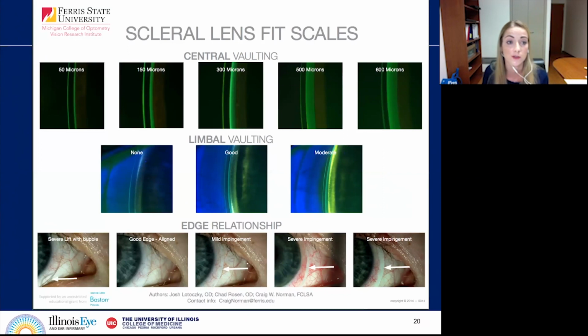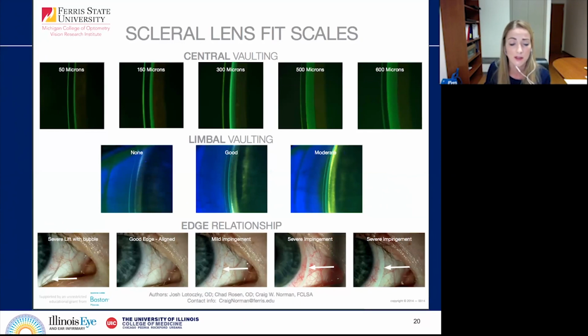This is a really good resource from Ferris State University that provides some pictures to be able to compare what you're seeing to these images. So in the top, it discusses central vaulting. In the middle, there's some limbal vaulting. And then in the bottom, you can see the edge relationship. So in that bottom left picture, there's severe edge lift. Patients will complain about this. They'll say they feel the lens, and they can usually pinpoint exactly where that discomfort is coming from. As we go further and further to the right, there is more and more impingement on the edge. So you'll see that whitening or blanching of the blood vessels.